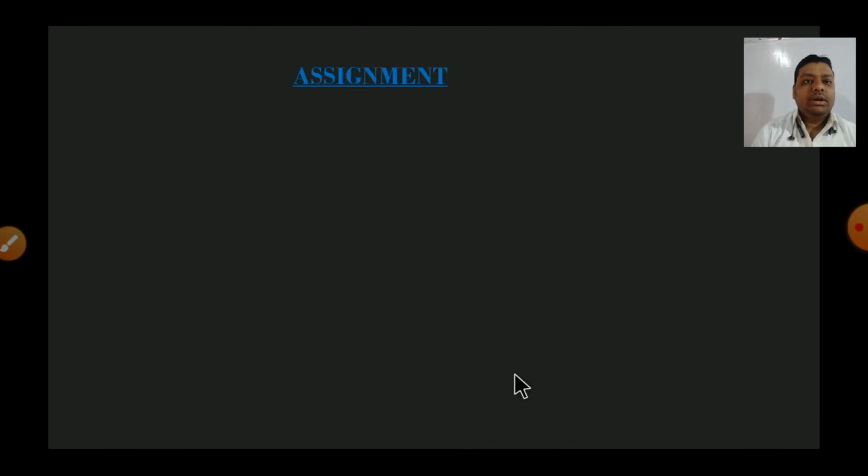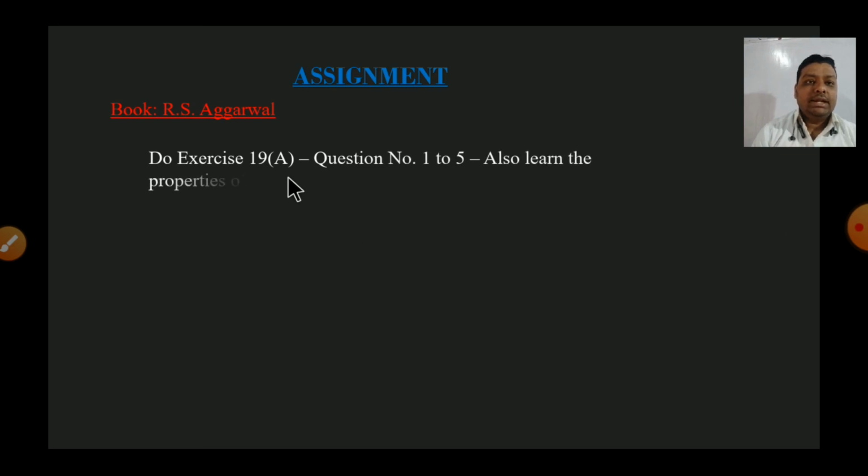Now students, you have to do some assignment work, because I have already explained all the types of figures. In the next class we will also discuss some more points. In the RS Aggarwal book you have to do some assignment work, that is in exercise 19A. You have to solve questions number 1 to 5 and you have to learn the properties of prism and pyramid. Okay students, so thank you.